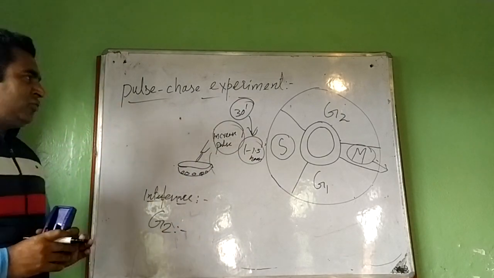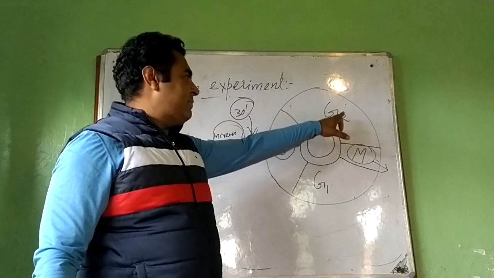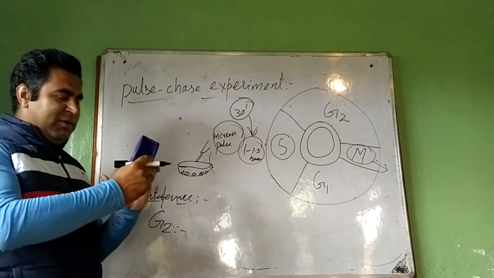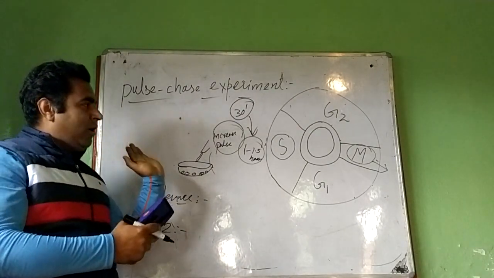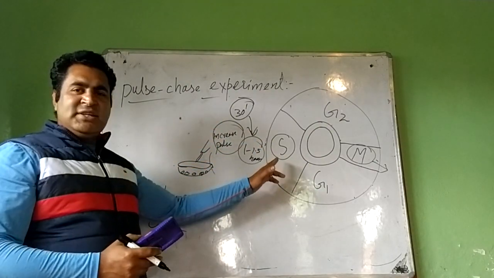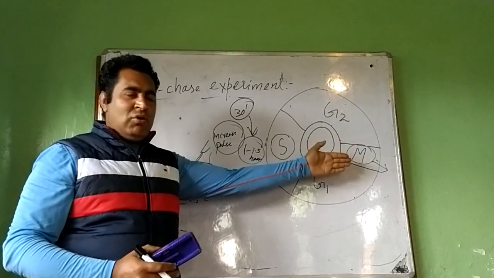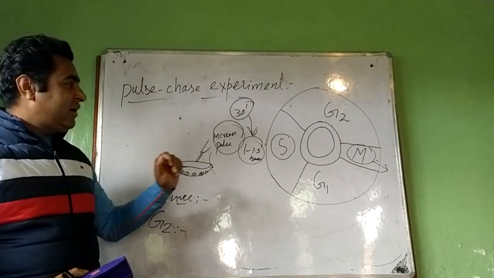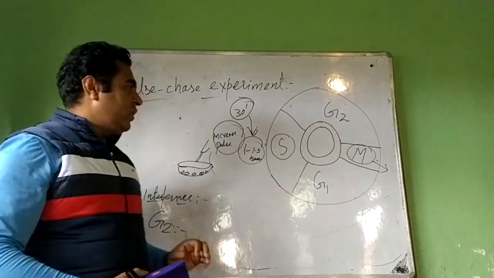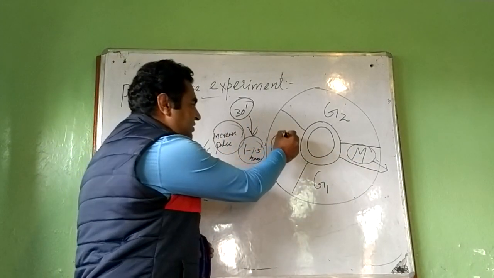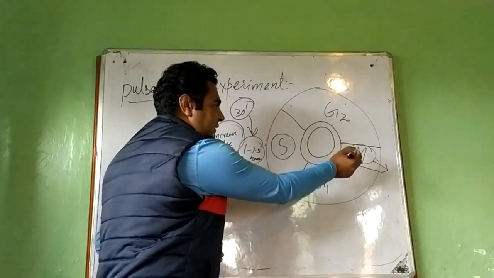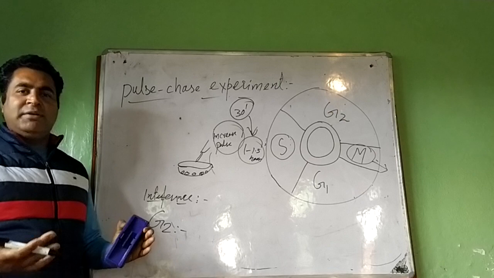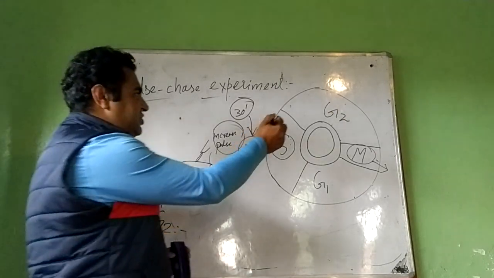So how we came to know about this particular phase, about G2 phase? Because if S phase and M phase were subsequent to each other, following each other, then if we increase the pulse, we should obviously get some of the cells in the mitosis. But contrary to this, we are not getting any cells in the mitosis. So it indicates between S phase and mitosis, there is one particular gap period. That gap period has been named as G2 phase.